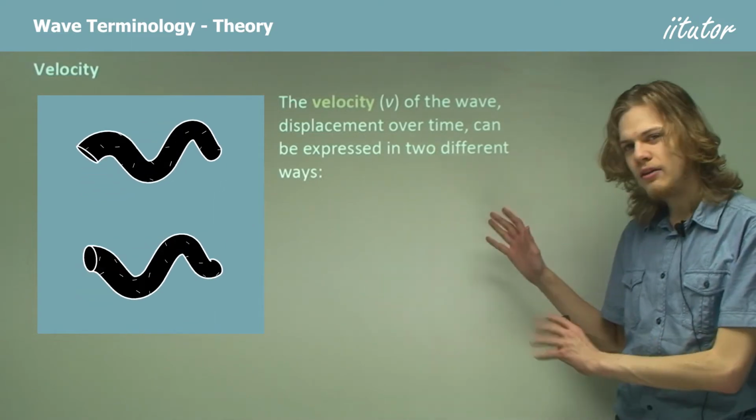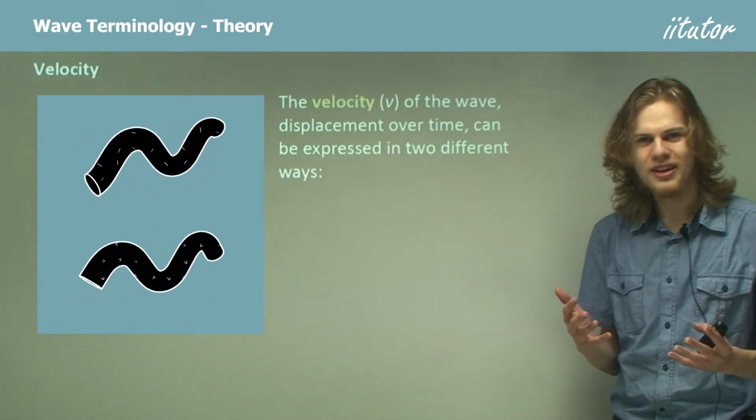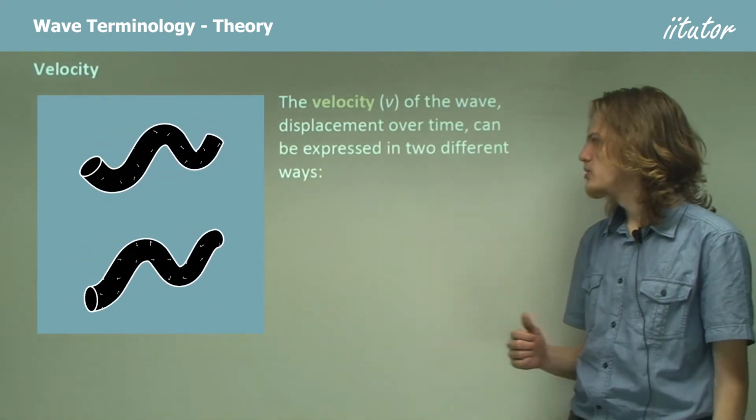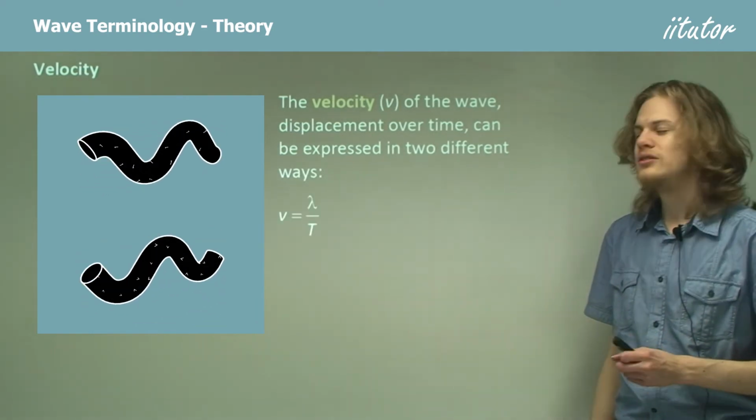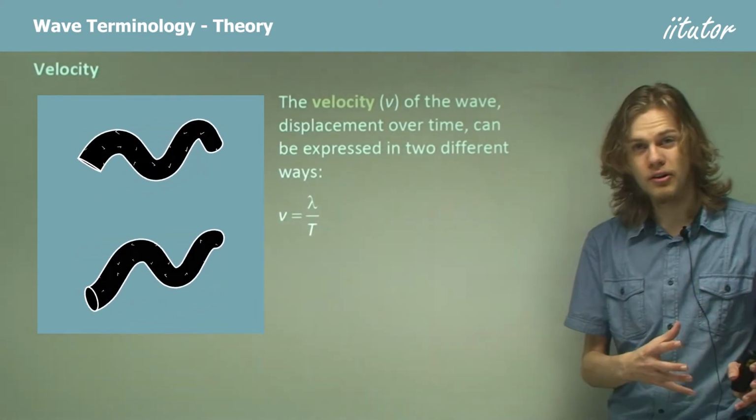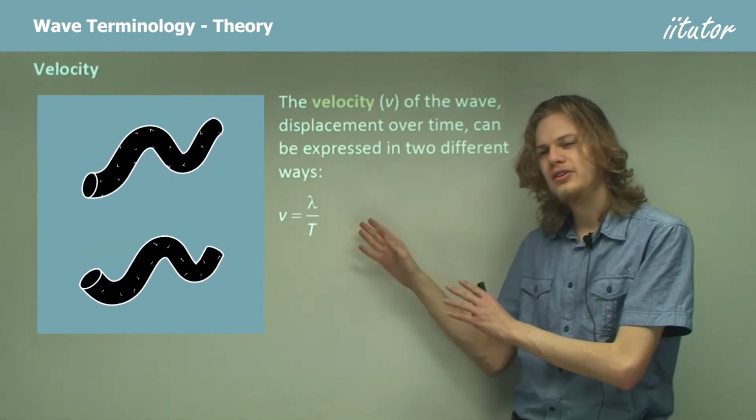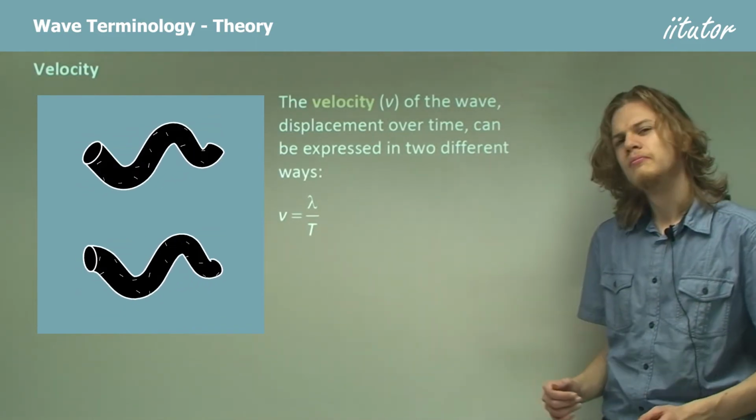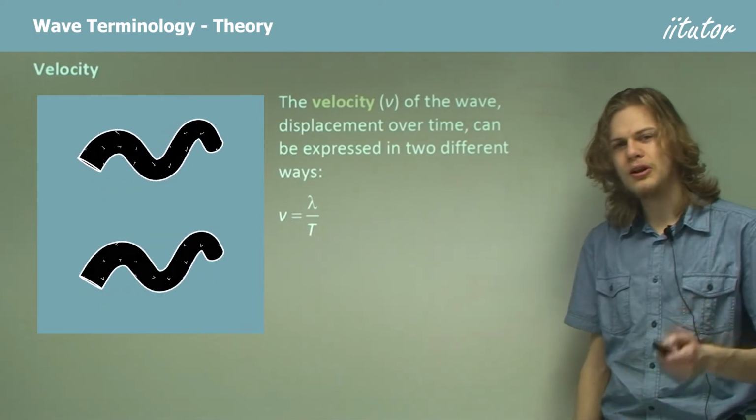The velocity of the wave, the displacement over time, is something that we might be pretty familiar with by now, given that we've already worked quite a bit on displacement. So we can talk about the velocity in 2 different ways. We can say it's wavelength over period, because this will be the distance traveled, the wavelength, over the time that it took, the period. But hang on, don't we have an equation for period? We relate the period to the frequency.